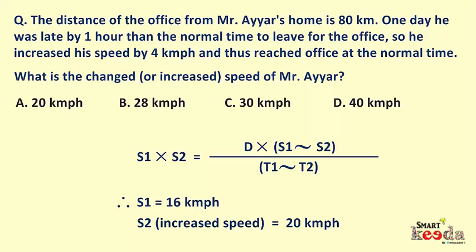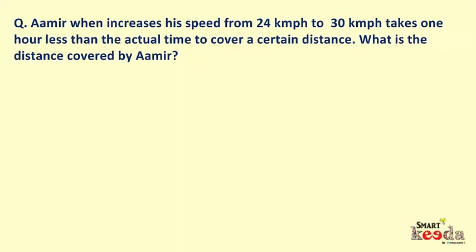Moving forward, let's take the next question, the language of which goes like: Amir, when he increases his speed from 24 km per hour to 30 km per hour, takes 1 hour less than the actual time to cover a certain distance. What is the distance covered by Amir? The given options for this question are 90 km, 120 km, 140 km and 150 km. Friends, we can again solve this question applying different methods.